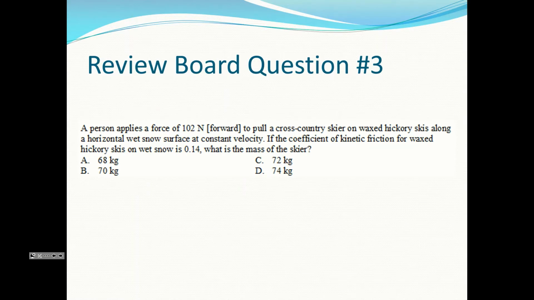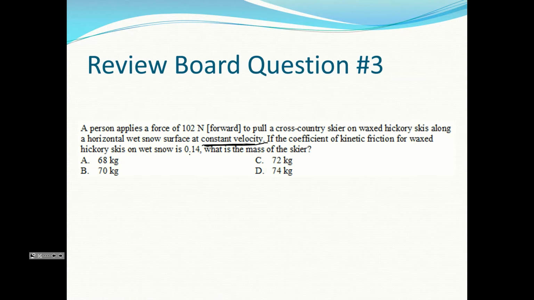A person applies a force of 102 newtons forward to pull a cross-country skier on waxed hickory skis. Wood is very important in these, along horizontal wet snow at a constant velocity. So constant velocity is kinetic friction, it's moving. If the coefficient of kinetic friction for the waxed skis is 0.14, what is the mass of the skier?